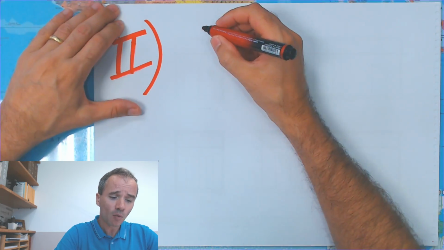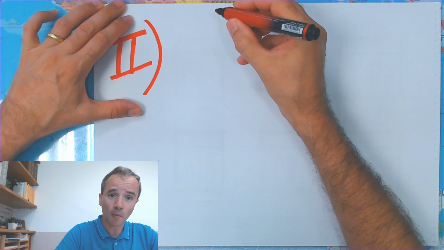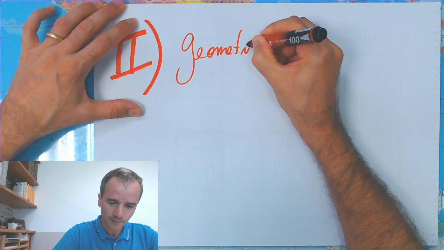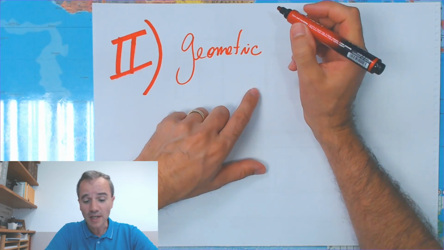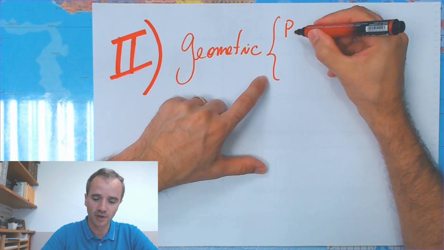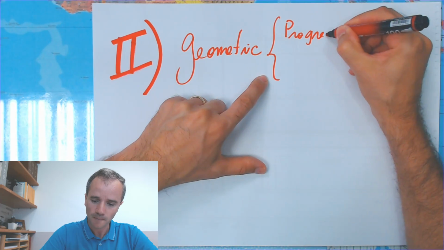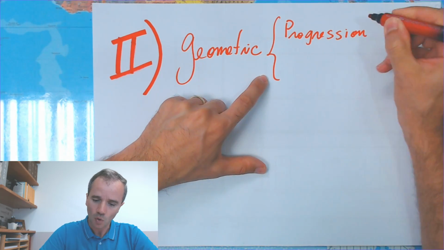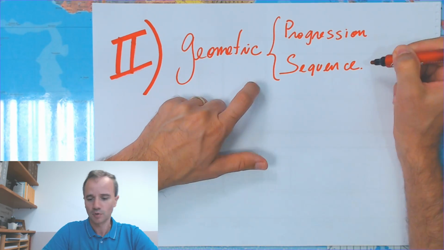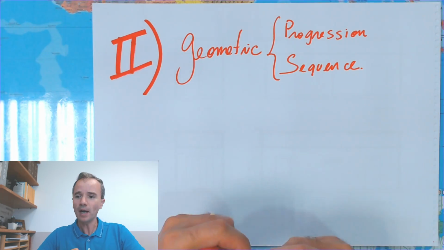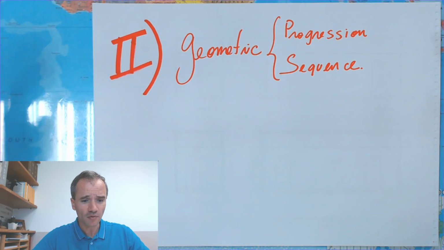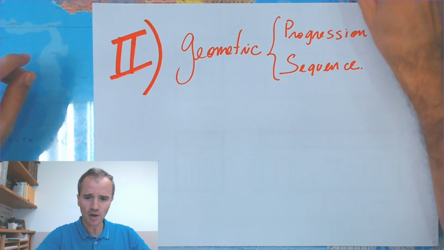Now, what you're going to see is called a geometric sequence or geometric progression. You choose the way you prefer, progression or sequence. You just choose what is best for you. Now, what is it all about? Well, let's first define what we are talking about.